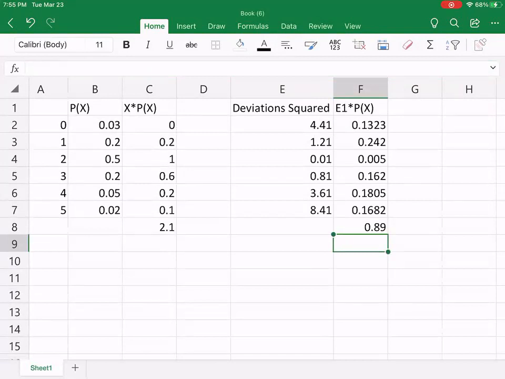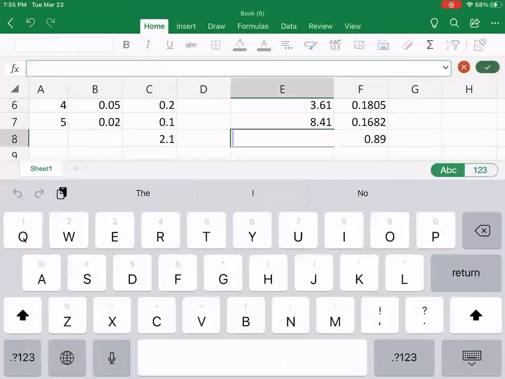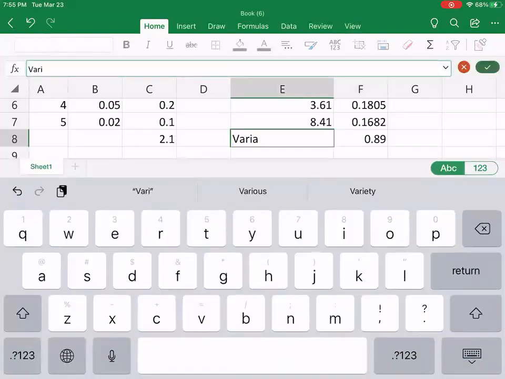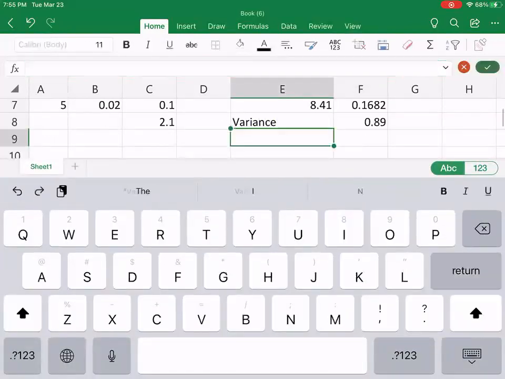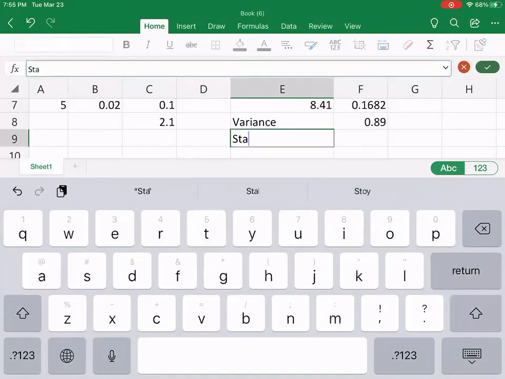Now, I'm almost certain there's a quicker way to do this. I'm going to try to find it in a second. But here's what that 0.89 represents. That 0.89 is the variance. That 0.89 right now is the variance. If I want the standard deviation, this right here is the variance. That is sigma squared x.